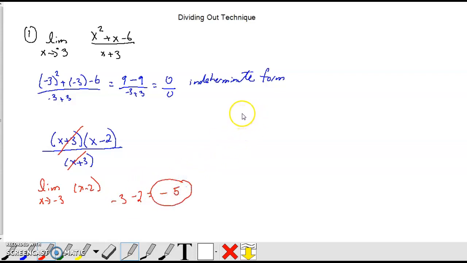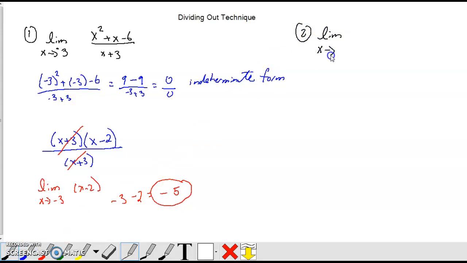Now, you could have made a table, right, by plugging in some points. We'll still get -5 as our answer, right? But this is definitely the shorter way. Okay, so let's try another one of these. Okay, so we'll say example number 2.